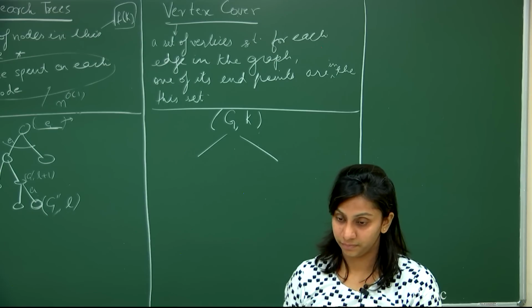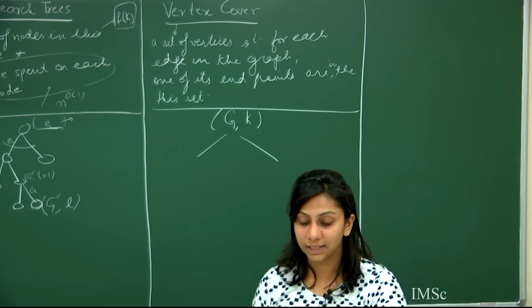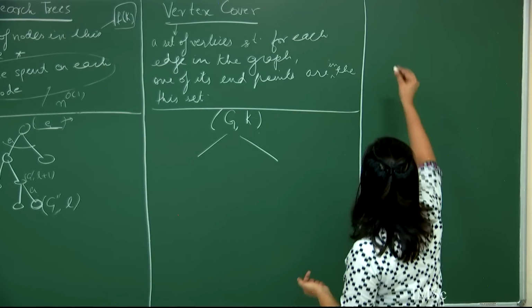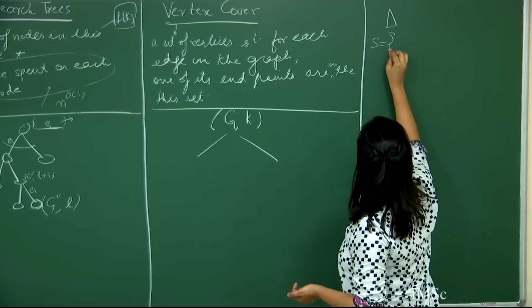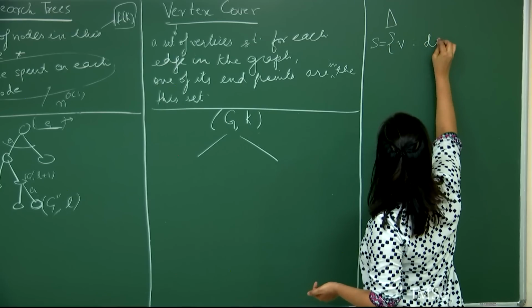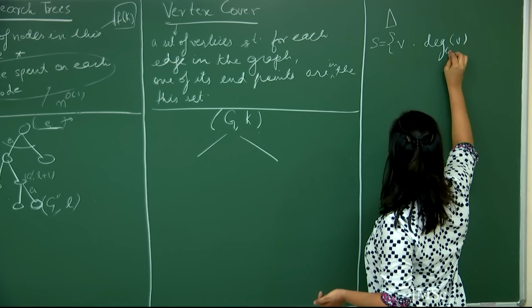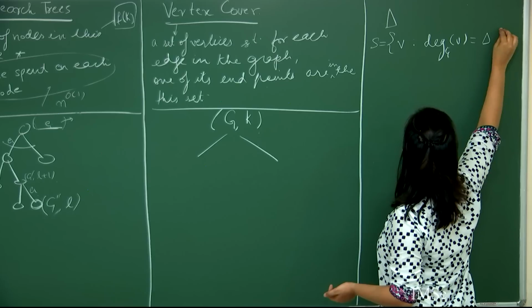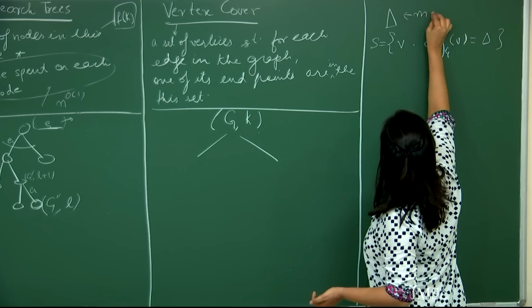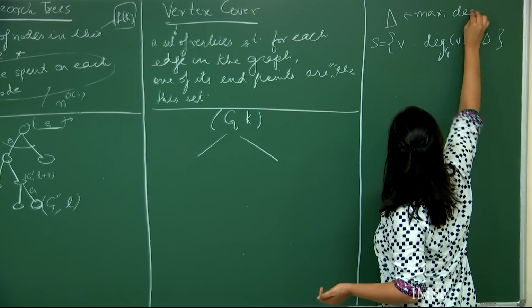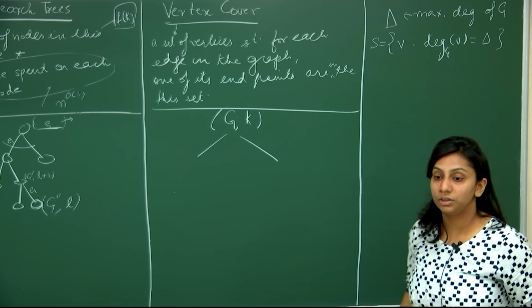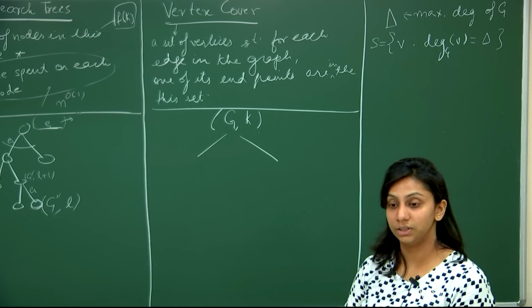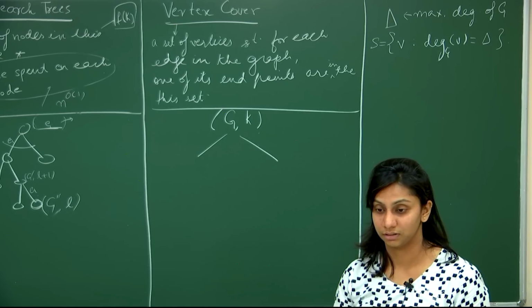So basically S is the set of largest degree vertices. Suppose the largest degree of the graph is delta. You're saying S is equal to all those vertices such that degree of V in G is equal to delta, where delta is the max degree of G. Okay, so your claim is that there is always a solution that contains one of these.